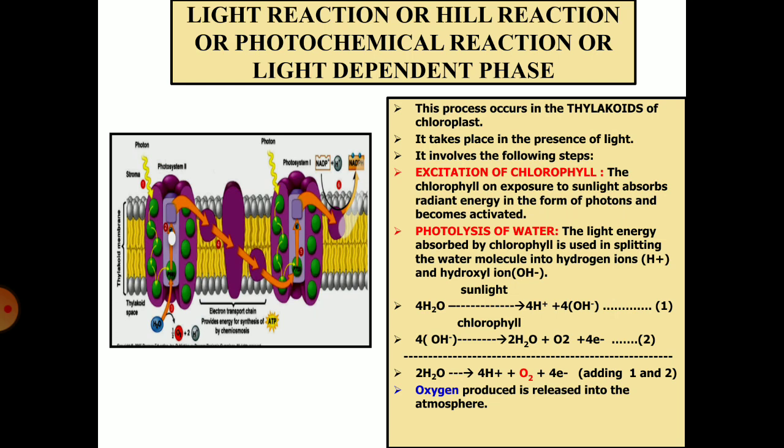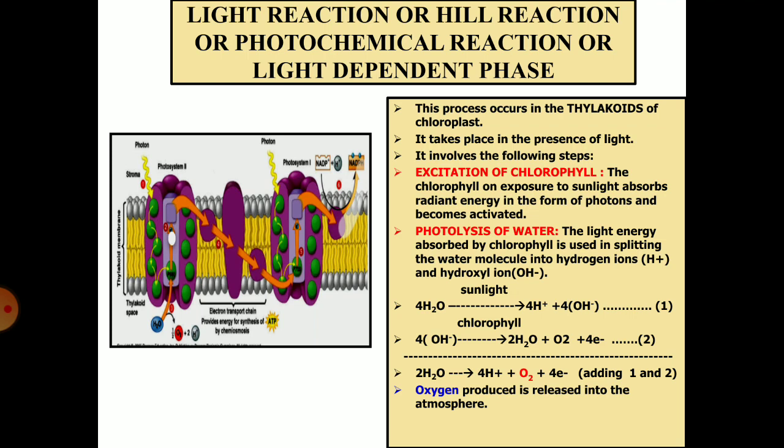Light reaction, also known as light dependent phase, because it takes place only in the presence of light. It is also called the Hill's reaction or the photochemical reaction. This process occurs in the thylakoids of the chloroplast. I have already explained the structure of the chloroplast and the thylakoids which are present forming the grana in the chloroplast. It takes place in the presence of light.